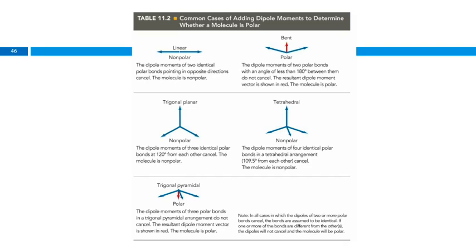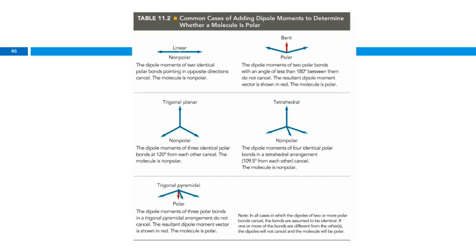Tetrahedral, 4 identical bonds. Same idea, but in 3-dimensional space instead of 2-dimensional space. Those are going to cancel each other out. In a trigonal pyramid molecule, here we have 3 bonds, and the dipole moments are pointing sort of downward towards those atoms. There's probably a lone pair up here. When we add these together, we have this red arrow. We have a net dipole moment.